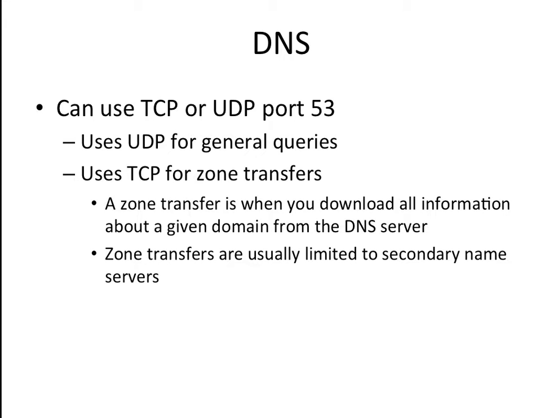DNS can use TCP or UDP. The port for DNS is 53. UDP is used for general queries. Basically, most of the time you ask a question, you get an answer. It takes 2 packets for that to happen. The responses and requests are fairly small, so there's no need to worry about needing to segment the data, because the request is normally not going to be large enough to require two datagrams. TCP is used for zone transfers.